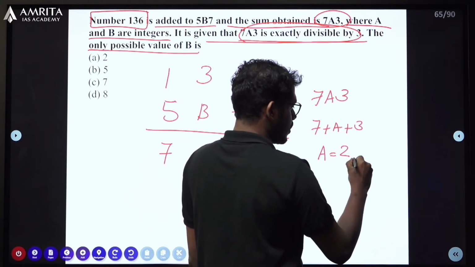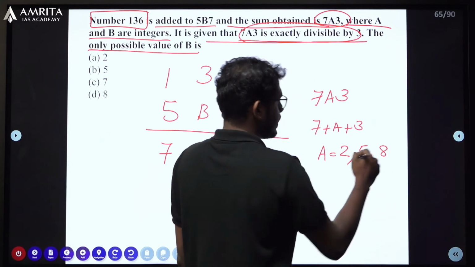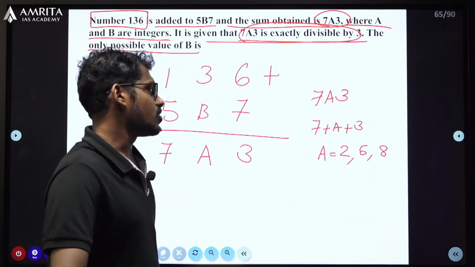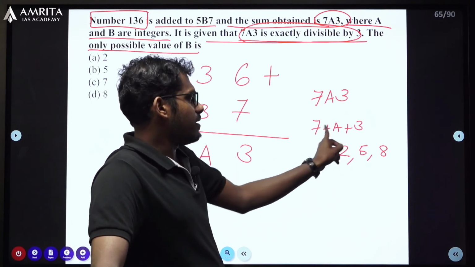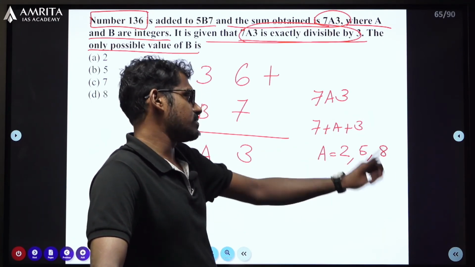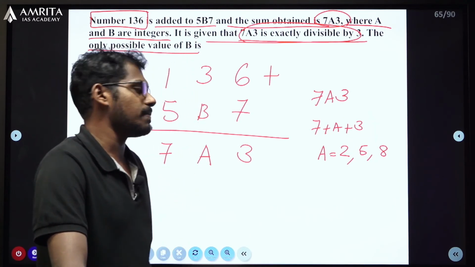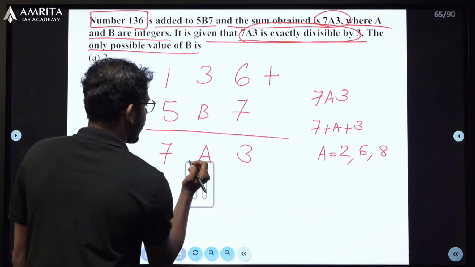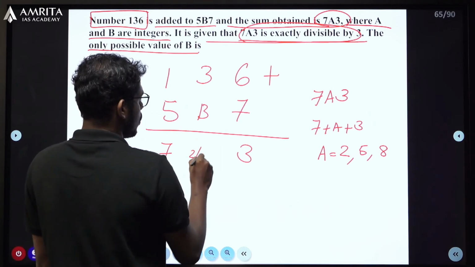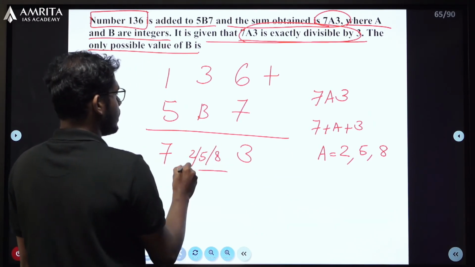So A can have the value of 2, 5, 8. 7 plus 2 plus 3 is 12. 7 plus 2, 9. 9 plus 3, 12. If A is 5, then the sum is 15, which is divisible by 3. If A is 8, then the sum is 18, which is also divisible by 3. So A can have the value of what? 2 or 5 or 8. Clear? Okay.